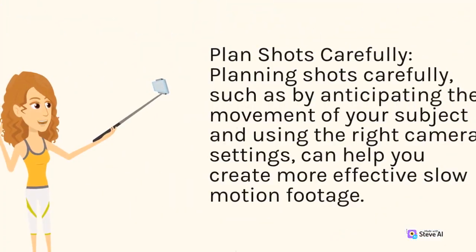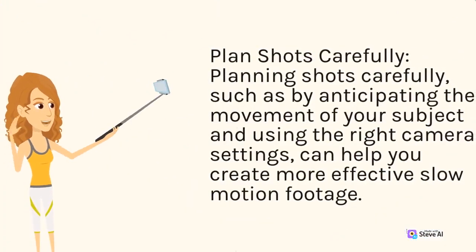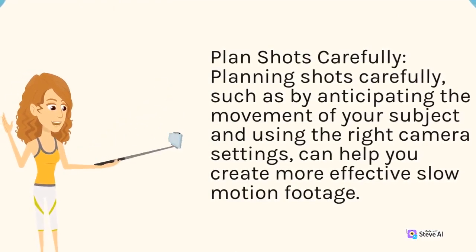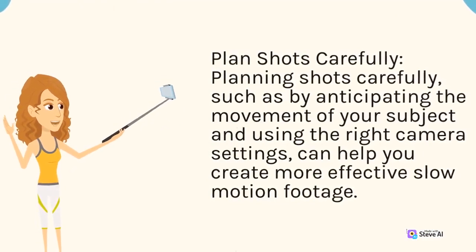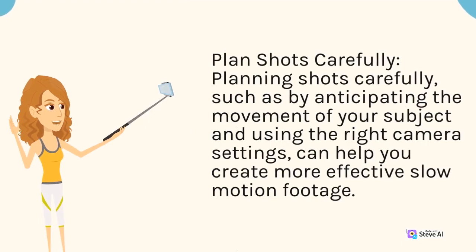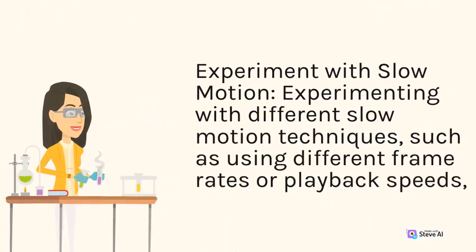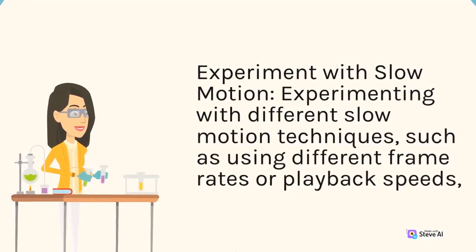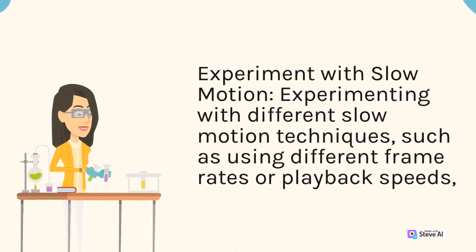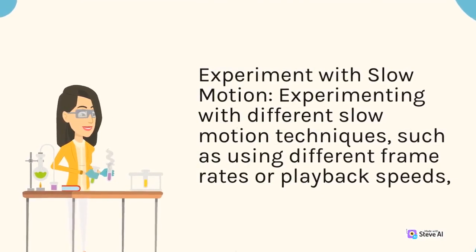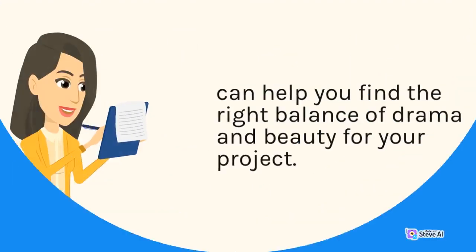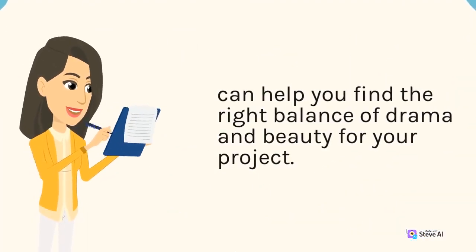Plan shots carefully. Planning shots carefully, such as by anticipating the movement of your subject and using the right camera settings, can help you create more effective slow-motion footage. Experiment with slow motion. Experimenting with different slow motion techniques, such as using different frame rates or playback speeds, can help you find the right balance of drama and beauty for your project.